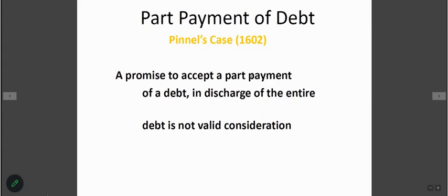Okay, part payment of debt. Penal case: a promise to accept part payment of the debt in discharge of the entire debt is not a valid consideration. That means to say your company owes people money, then you tell them I pay only 10% and you forget about everything. That is not the right way.